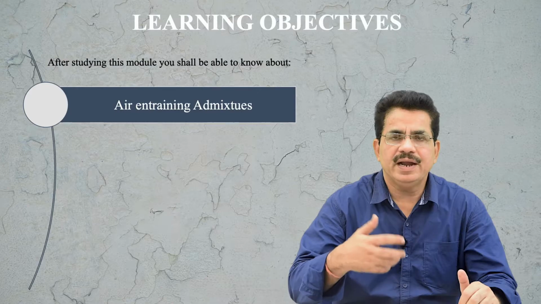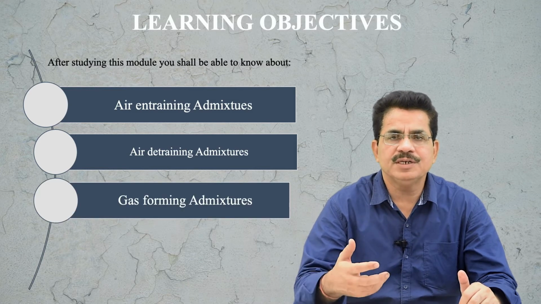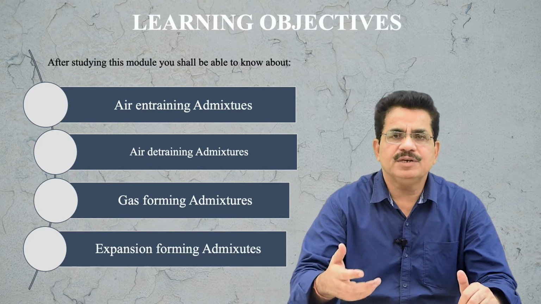In the previous lecture, we introduced this topic and we discussed some of the admixtures in concrete, which included accelerators, retarders and grouting admixtures. Now we will discuss some other admixtures, which include air entraining admixtures, air detraining admixtures, gas forming admixtures and expansion producing admixtures. So let us begin with the first, air entraining admixtures.